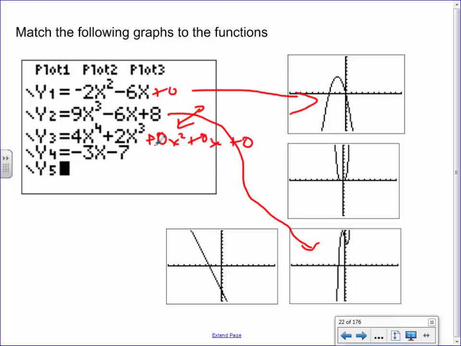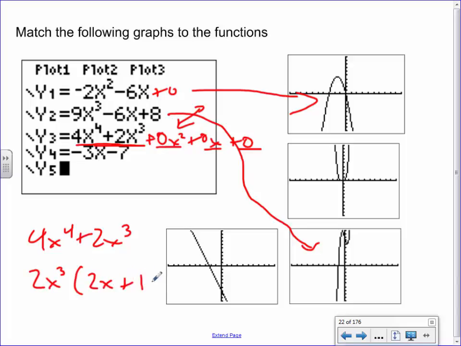Usually what happens is as soon as you start throwing in a whole bunch of zeros, even though it's to the power of 4, it usually starts to look like a quadratic instead. And I can actually show you why. If I were to take this guy right here, 4x to the 4 plus 2x to the 3, I can actually factor out a 2x to the 3. And it would leave me with, like, say, 2x plus 1.